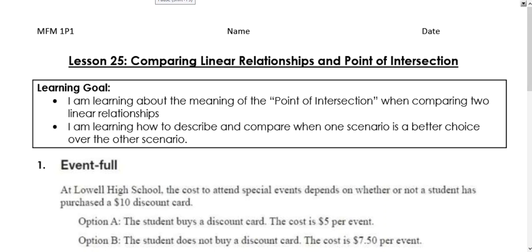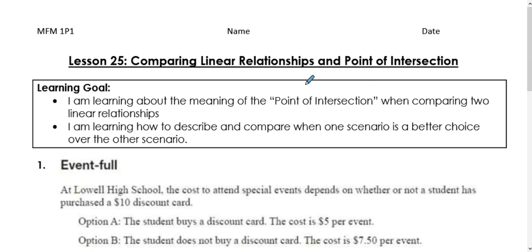So today we're going to talk about comparing linear relationships and this concept of point of intersection. That's an idea you're going to look at when you move into grade 10, and how to solve it algebraically and using a graph. We're going to introduce it for the purpose of having a background so that when you see it in grade 10, it makes sense and the understanding of it is pretty good.